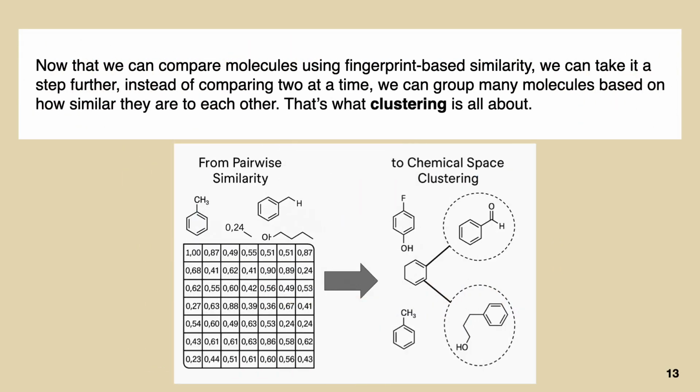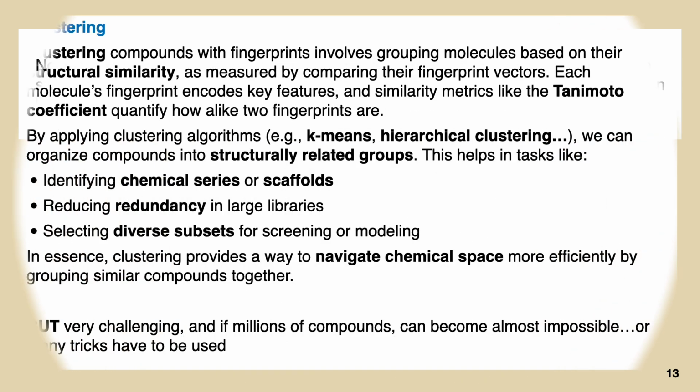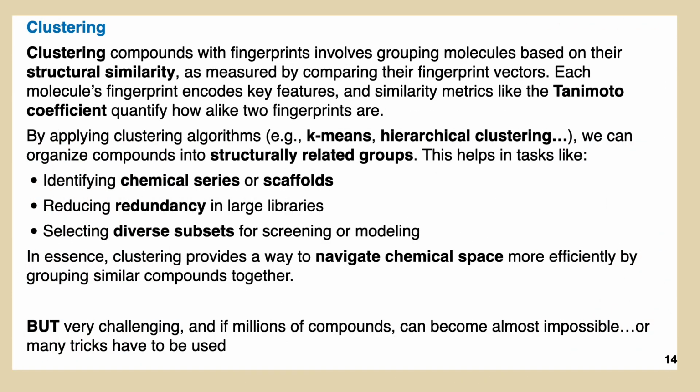Now that we can compare molecules using fingerprint-based similarity, we can take it a step further. Instead of comparing two compounds at a time, we can group many molecules based on how similar they are to each other. That's what clustering is all about. Clustering compounds with fingerprints involves grouping molecules based on their structural similarity, as measured by comparing their fingerprint vectors. But this can be very, very challenging, even more so for millions of compounds.